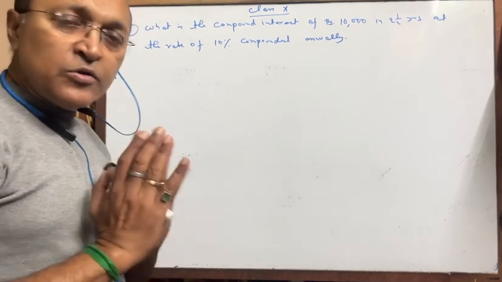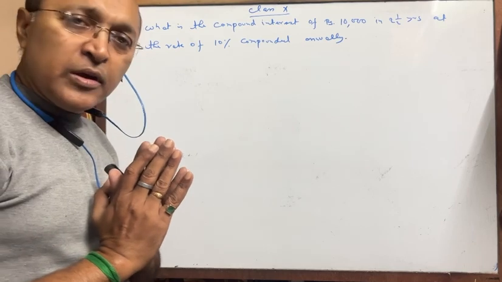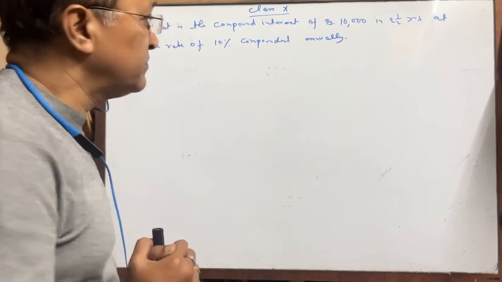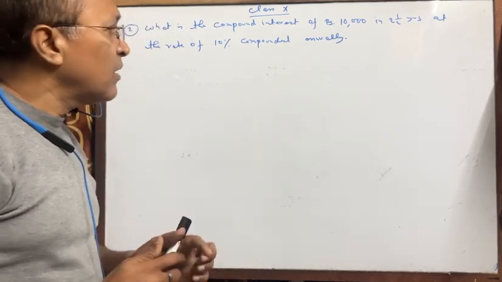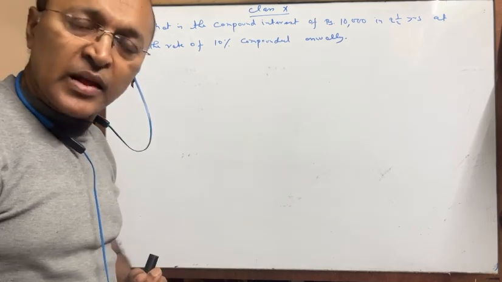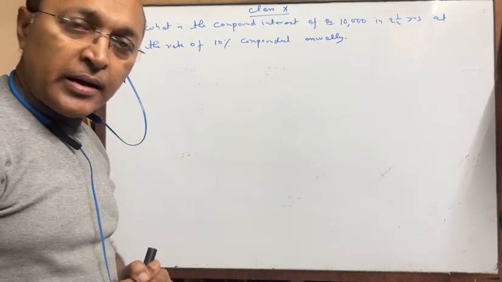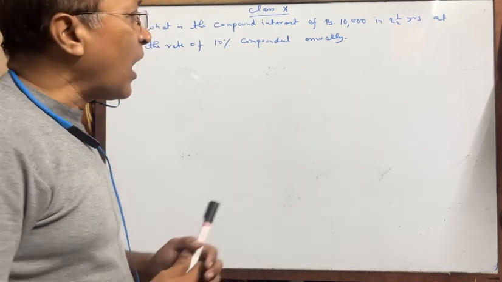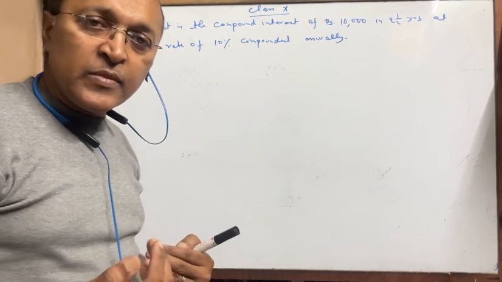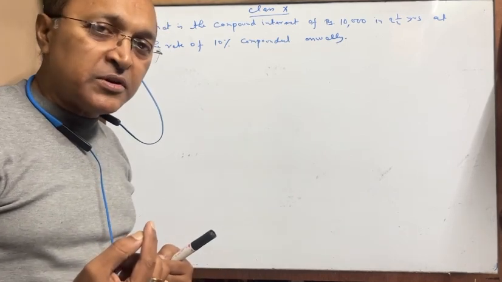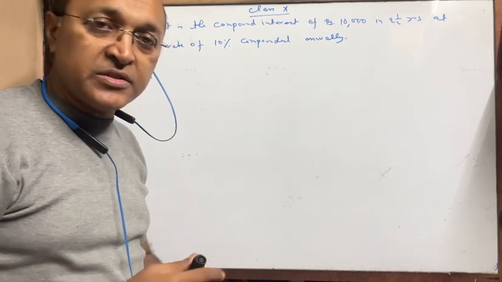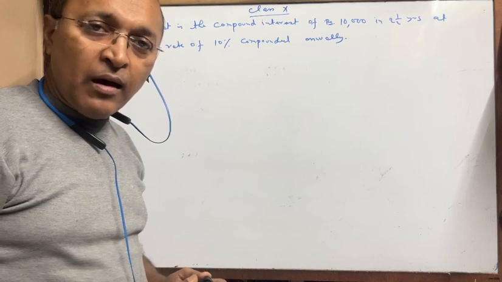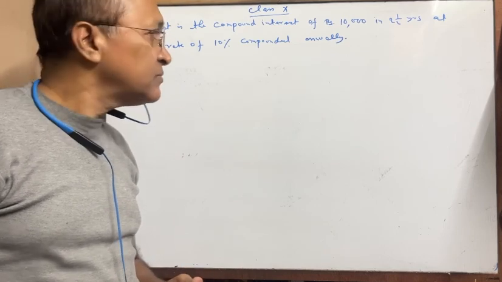Okay. First, you have to search what data have been given. Principal is 10,000. Rate of interest is 10%. Time is 2.5 years. You might face some problems dealing with these 2.5 years. Let's see how this problem can be sorted out.